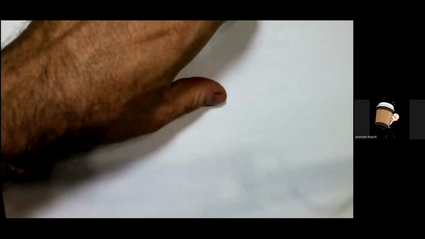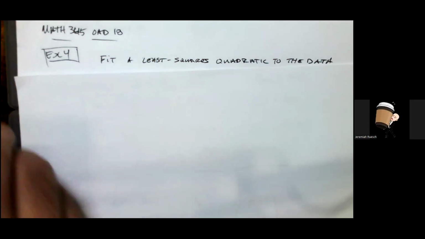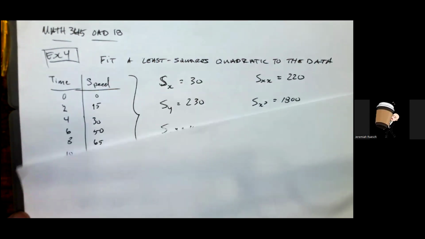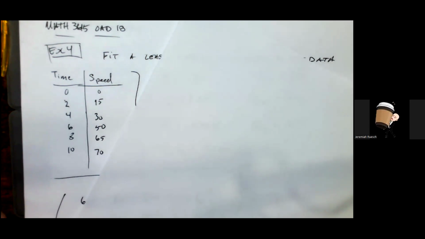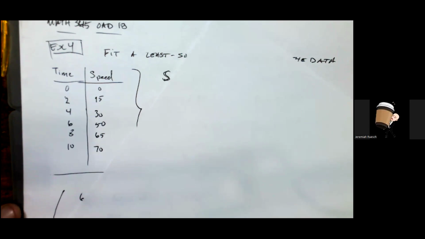Example four, and we're given some data, and we're asked to find a quadratic least squares fit to this data. So this is more of a computation problem, not a relational kind of problem. And so let's go ahead and look at that. So we want a least squares fit to a quadratic here. And so here's the data that we're given, and we derive the coefficients that we need.